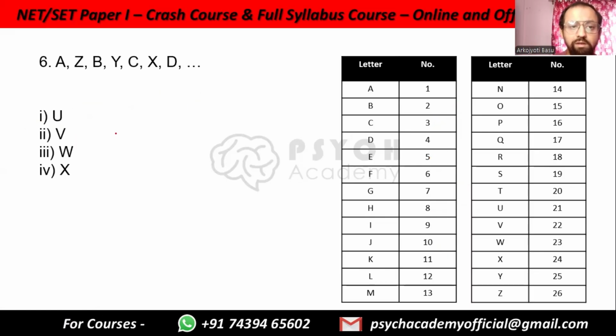A, Z, B, Y, C, okay, it is very simple. A with Z. B with the second last, Y, C with the third last, X, and so D will be with the fourth last, that is W. It is as simple as that. A, Z, B, Y, C, X, D, W. Just first, last, second last, third last, fourth last.